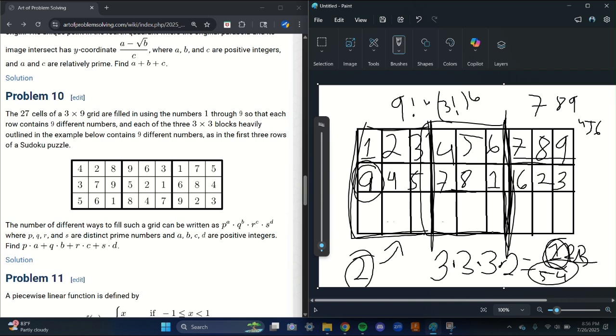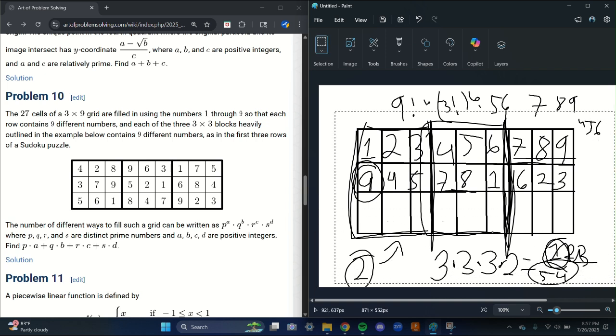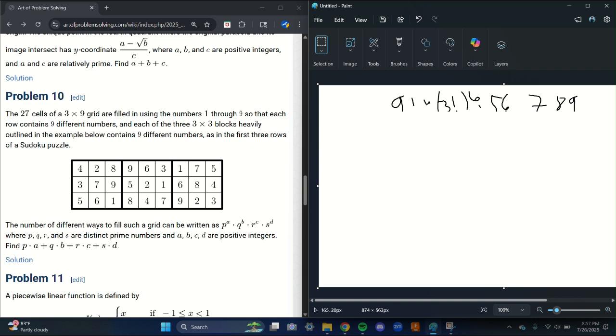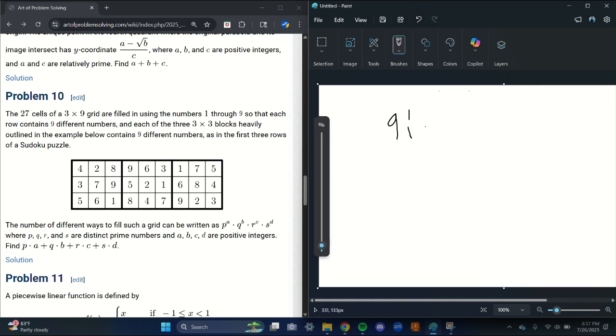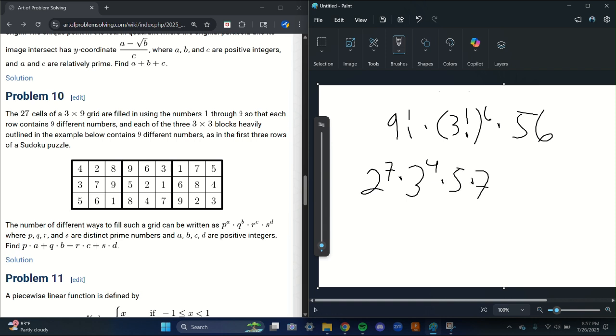So we have 56 times 3 factorial to the power of 6 times 9 factorial. Now what we have to do is just simplify this. Let's simplify that: 9 factorial times 3 factorial to the power of 6 times 56. We can prime factorize 9 factorial as 2 to the power of 7 times 3 to the power of 4 times 5 times 7. And 3 factorial is just 3 times 2.